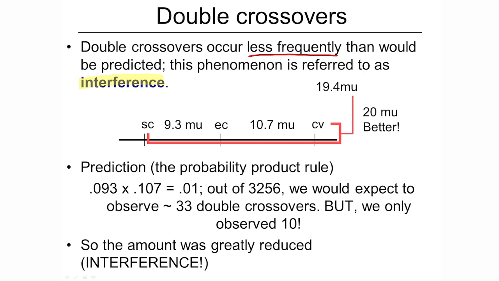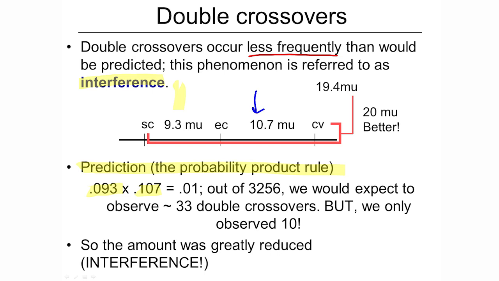So think about this with me. How do we predict the probability that two crossovers will occur? That meaning one between SC and EC, one between EC and CV at the same time, just like we just saw. Well, it's not that hard, because there's a certain probability, which is 9.3%, that a crossover is going to happen in this region, and 10.7% probability that it's going to happen in this region. The product rule tells you the probability that it will happen in both regions at the same time.